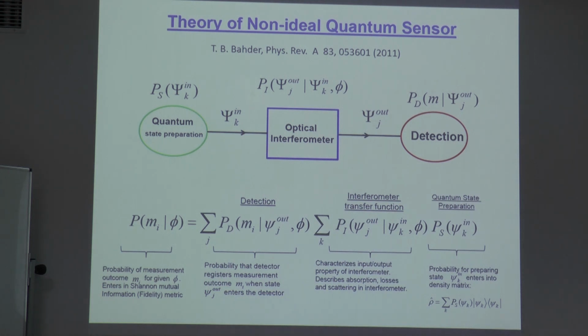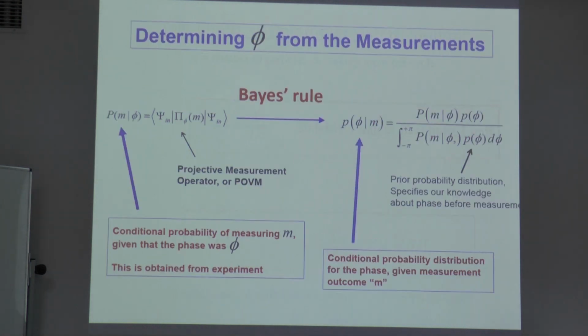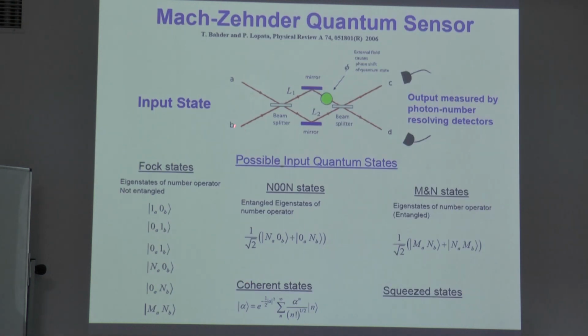Sometime later on, I went on to look at this idea that you have to create an input state here. Experimentally, you're never sure that you've got exactly the state that you want. Also, another non-ideality of an interferometer or Mach-Zehnder sensor is that there can be losses. The photon can be scattered out or absorbed, and then also the photon number detectors can be not correct.